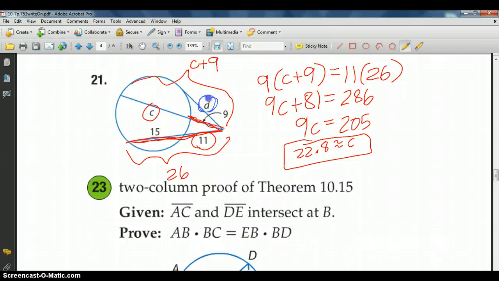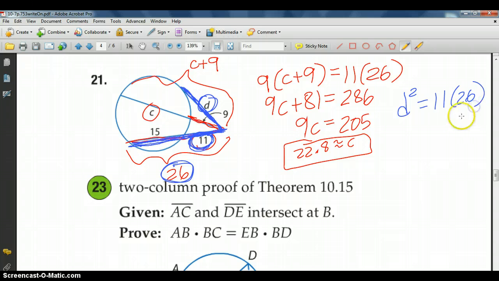Now to solve for D. That's a tangent. So the theorem says to square the tangent length and then set that equal to something else that we have here. Since we have a secant, let's take a look at this secant one more time. So we want to take the outer part, which is 11, times the entire length, 26. Now we just need to take the square root of both sides, and D is approximately 16.9.